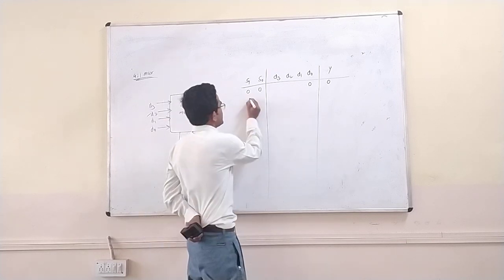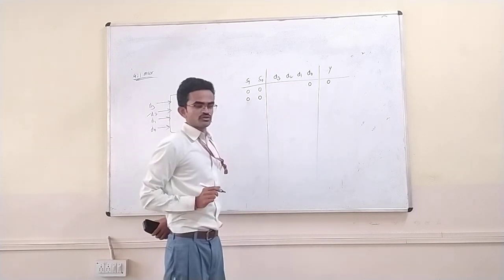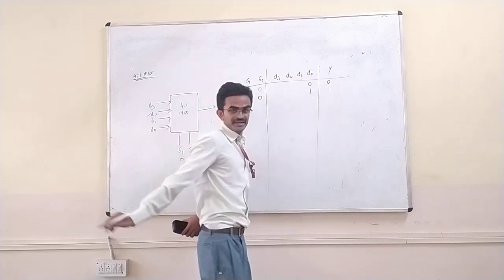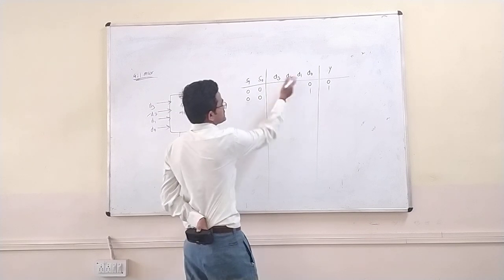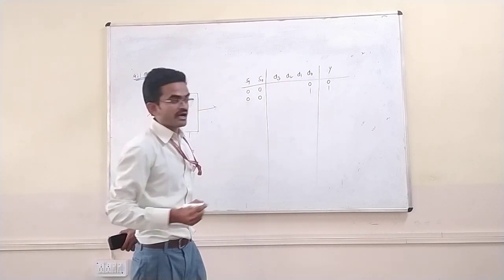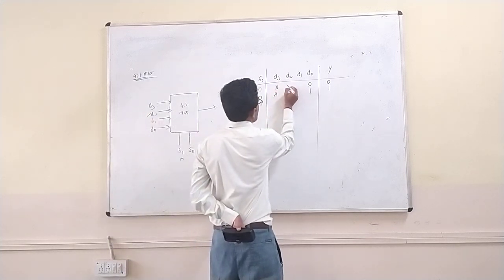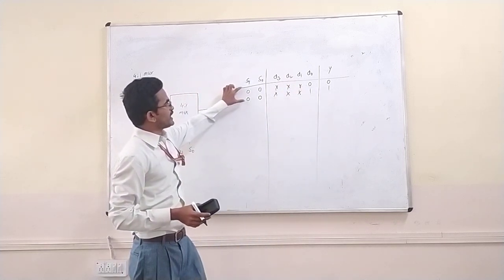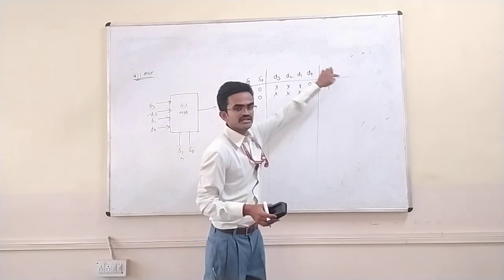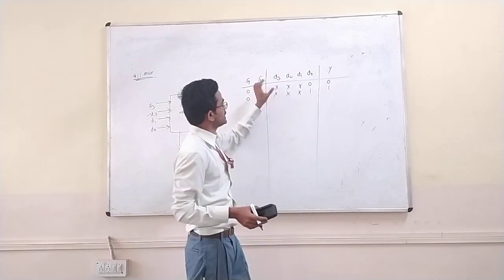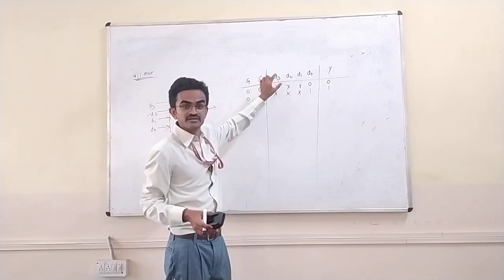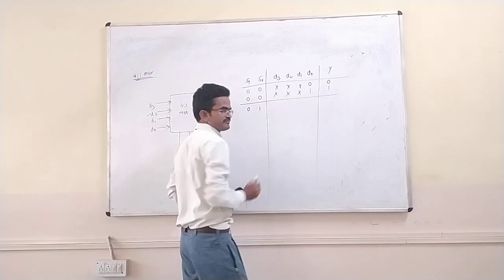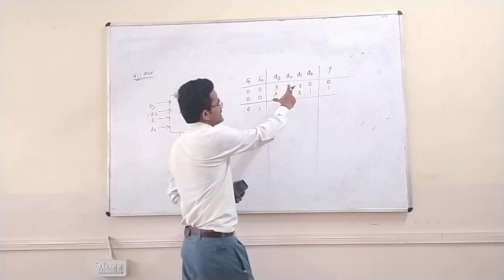At the same time, with select lines 0 0, if the content of D0 is 1, then the output becomes 1. And what about the remaining inputs D1, D2, D3? Don't care terms, either 0 or 1. So it is very simple. It won't bother about the other inputs D1, D2, D3.